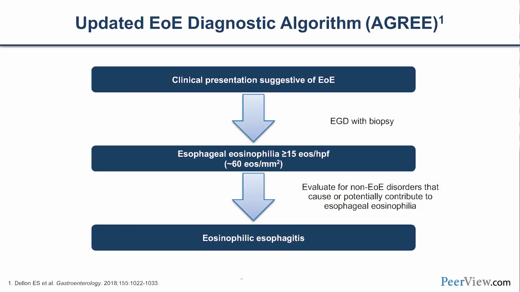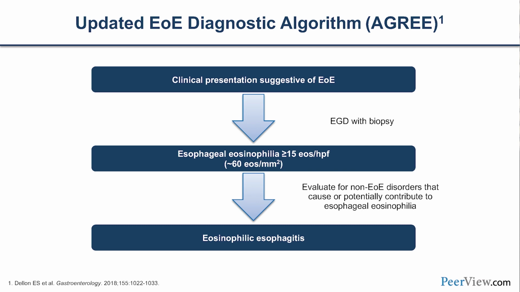This slide shows the most recent EoE diagnostic algorithm developed during the AGREE Consensus Conference. You start with a clinical presentation suggestive of EoE. After that, endoscopy with biopsy is performed, and EoE can be strongly considered if you find esophageal eosinophilia in the epithelium with at least 15 eosinophils per high power field.